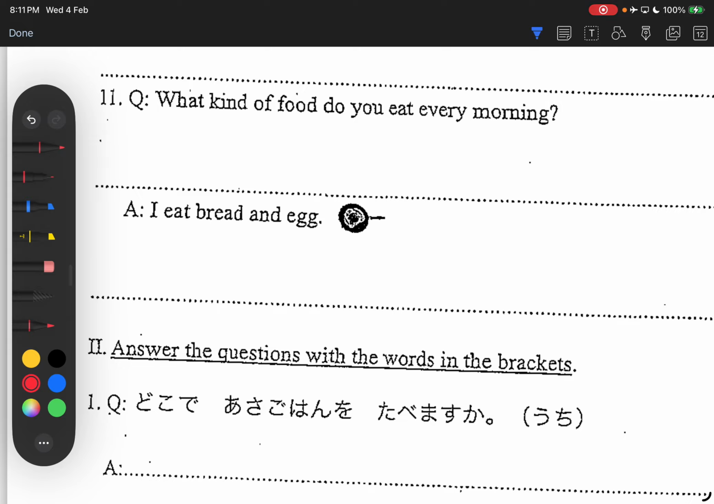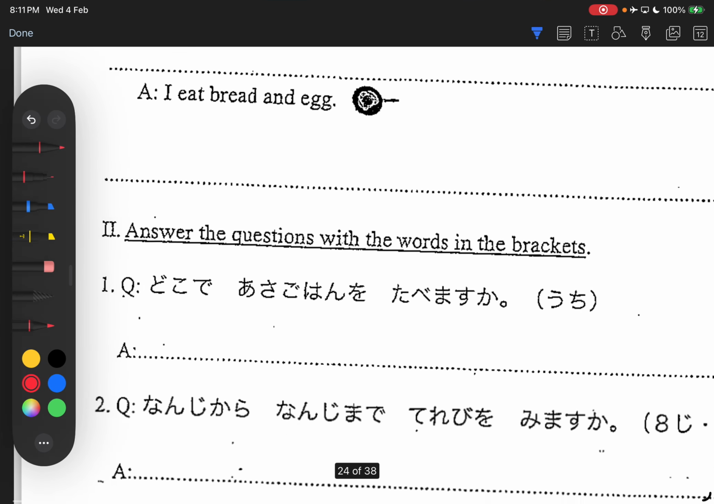Okay, yes, for every day, you only eat bread and egg every day. But I can also say watashi ga in this. No, no. The object here is food, not you. The object here that we're mentioning is the food, not watashi. So we cannot say watashi ga.